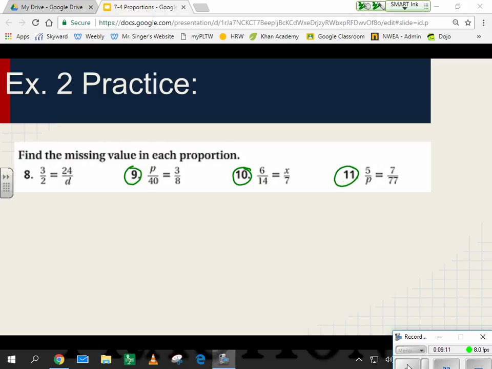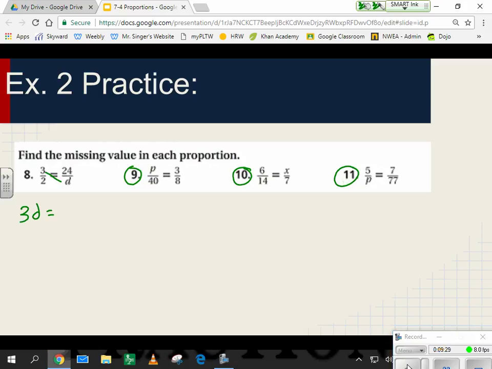All right, you're going to be doing 9, 10, 11. If you're comfortable, go ahead and get started. Otherwise, if you want a little extra practice, we're going to do 8. So again, as we just learned, find the cross products. So 3 times d, that's 3d.